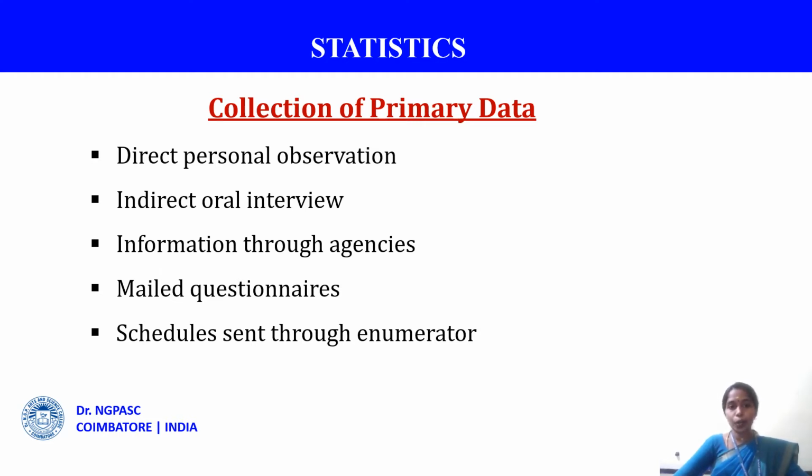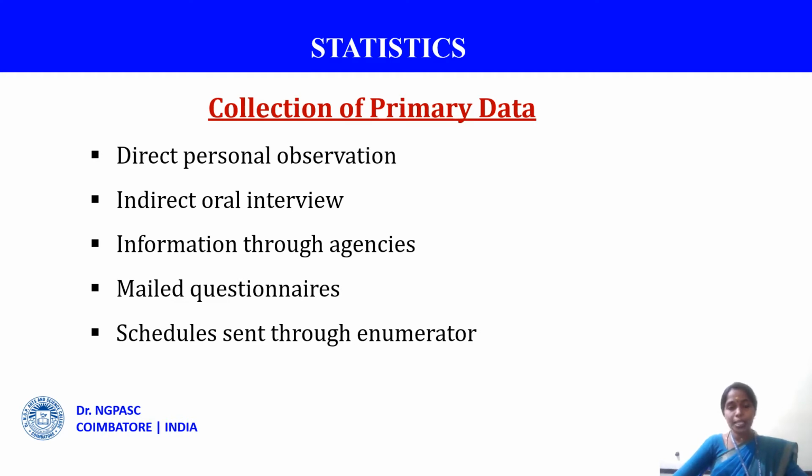Next one, indirect oral interview. Here we are not collecting the information from the informant directly, but from a third person. For example, this is done almost always by the police department in cases of theft or murder or something. You will be collecting the information only from the witness but not from the person directly. That is called indirect oral interview. Then the third one is information through agencies. Here we give our work to an agent. He will collect the information from the informants and send the details to us.